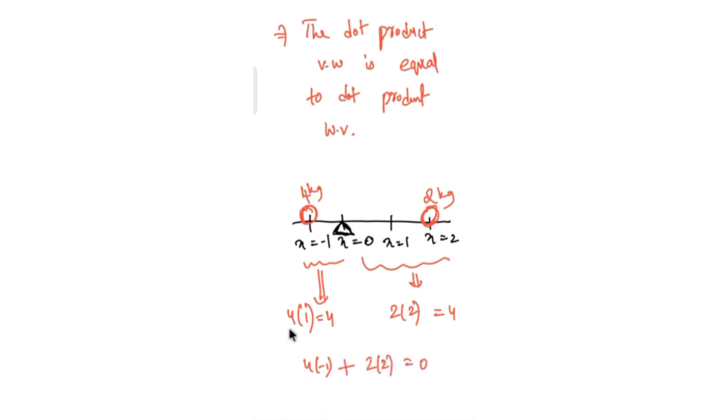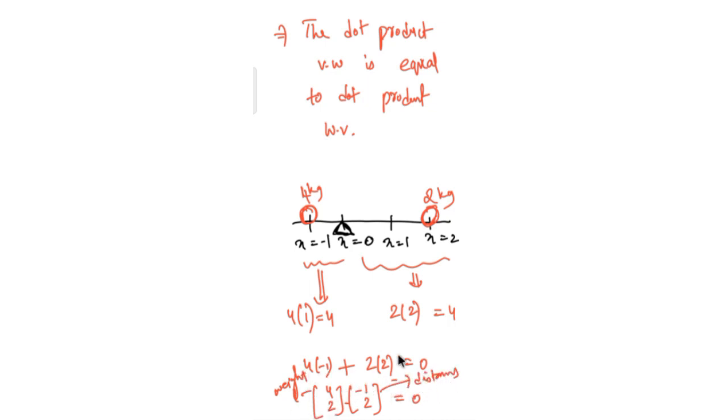And now if I convert this into column form, I can write this as weights here and the distances here, and this dot product is equal to 0. So this is how I can write it. So 4 into -1, 2 into 2 is equal to 0. So these are the weights and these are the distances.